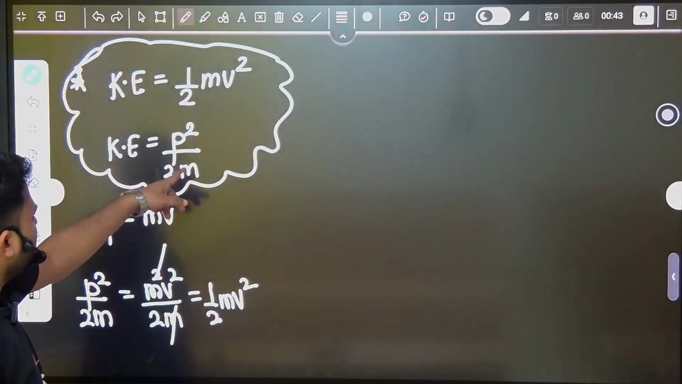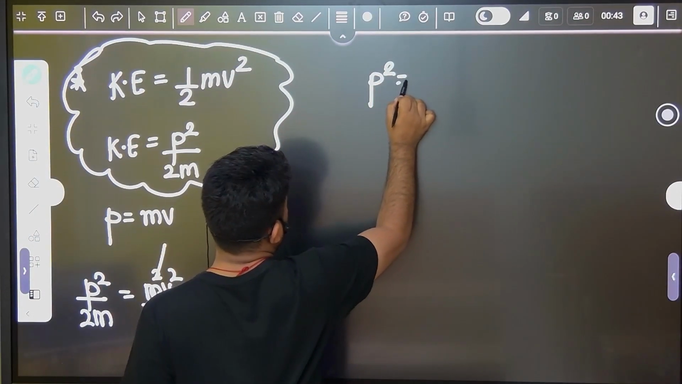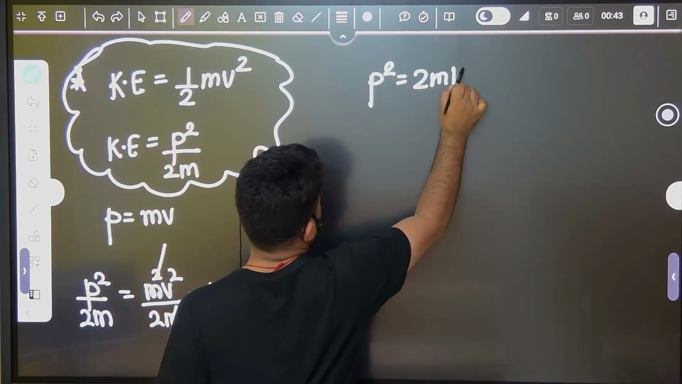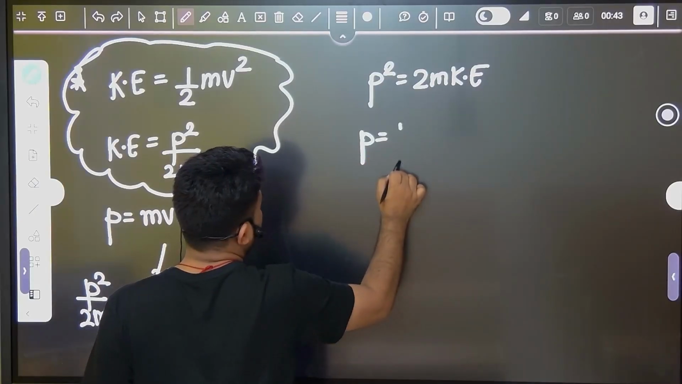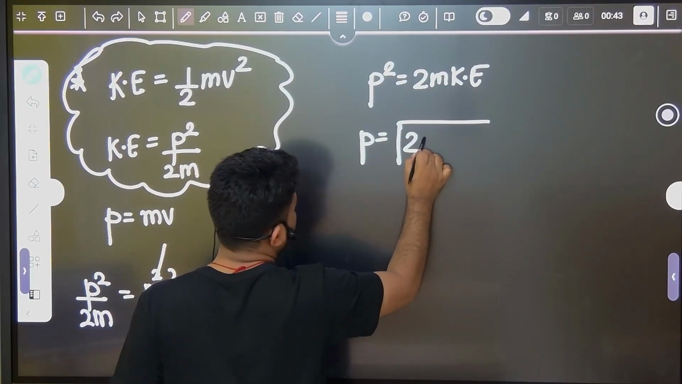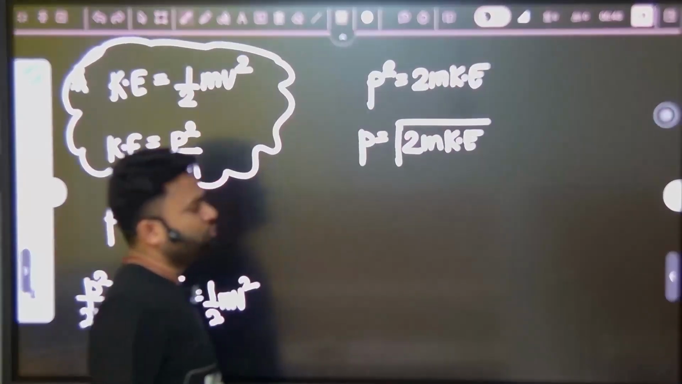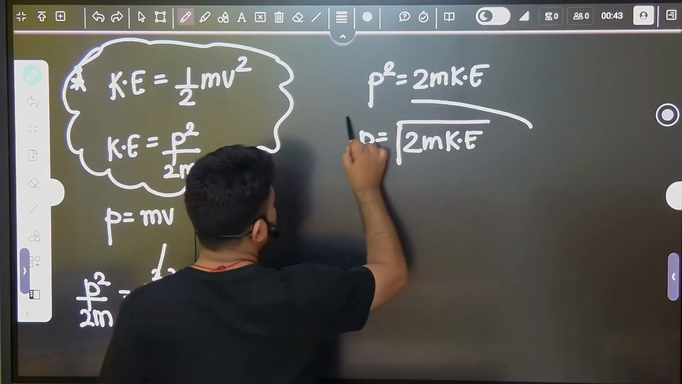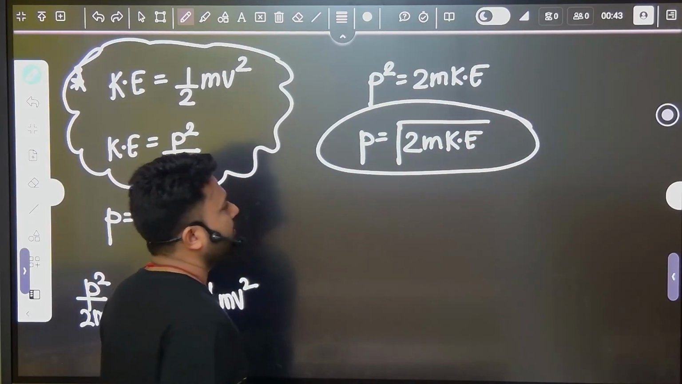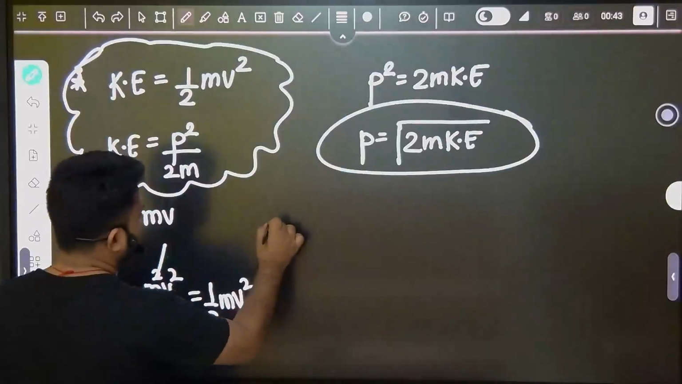Now if you cross multiply, what you will get? P square equals 2m kinetic energy, or momentum equals under root 2m kinetic energy. This is a very important formula. It is widely used throughout our 11th and 12th course: momentum equals under root twice m kinetic energy. They can give some questions also like this.